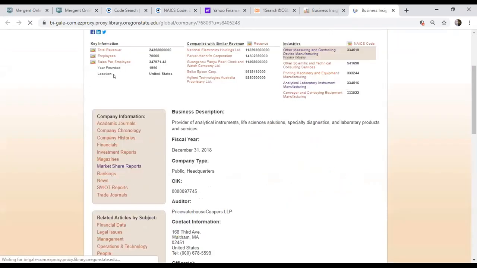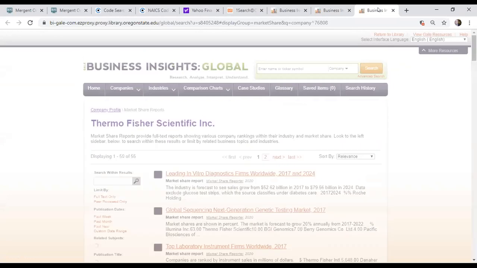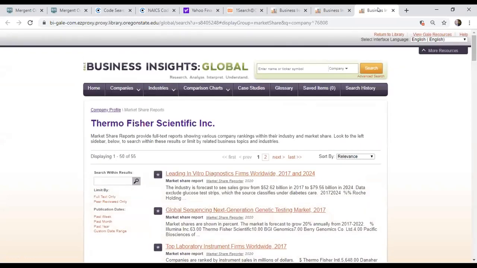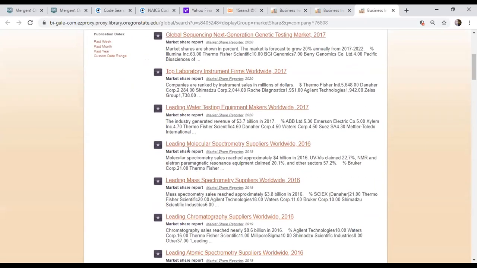So once I found my market, I'm going to look at some market share reports. And this is how the market has grouped these competitors. That's going to give me some insight into who the leaders are and how the market is grouping. So for example, with market share reports, and again, these will probably be similar across research databases, it is just finding what your research database has. But in vitro, I know is going to be something that I want to look at, molecular spectrometry, mass spectrometry.